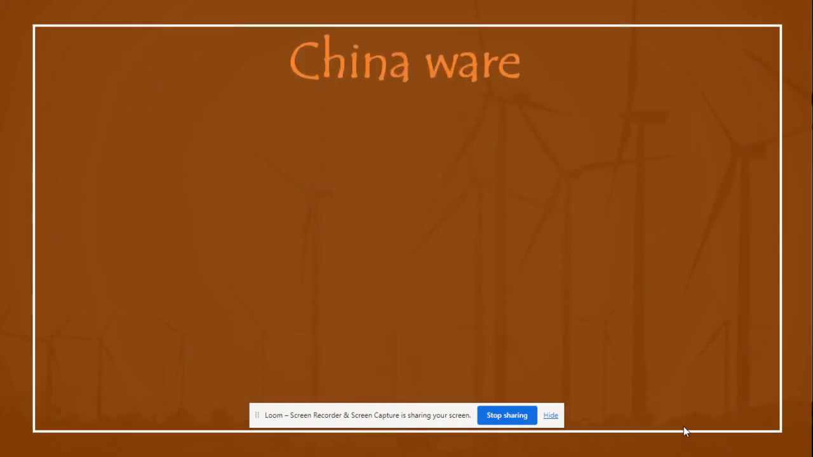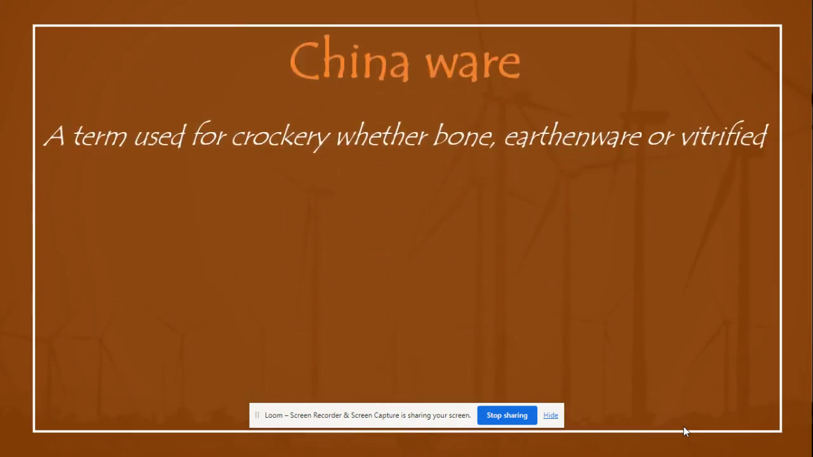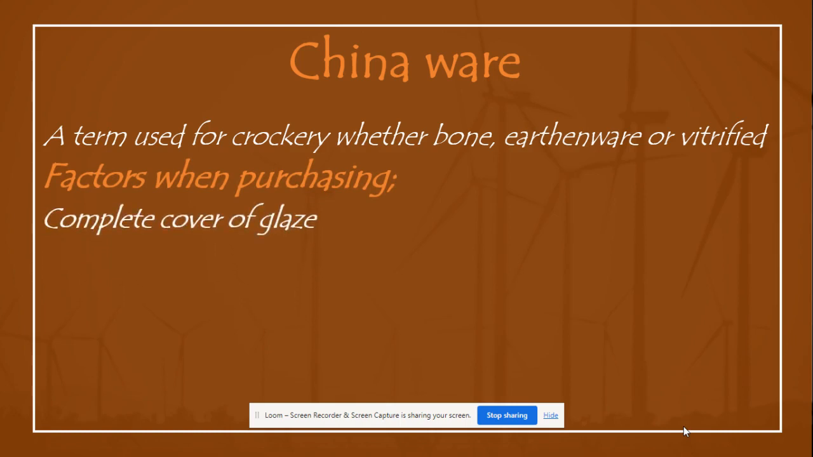Next, we are checking on chinaware. This is a term for crockery, whether earthen, vitrified, or bone china, and they are very important in the restaurant. Mostly, they define the class of the establishment, whether it is a five-star or a fast food restaurant. So you should check on the complete cover of glaze.